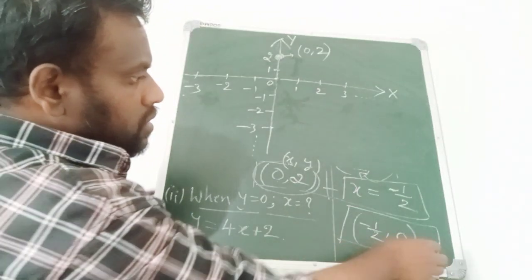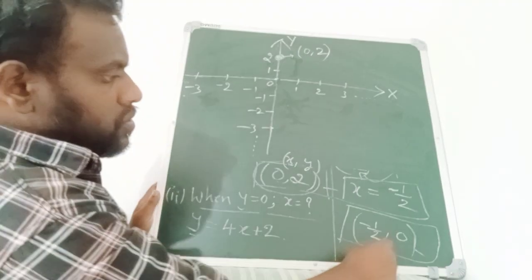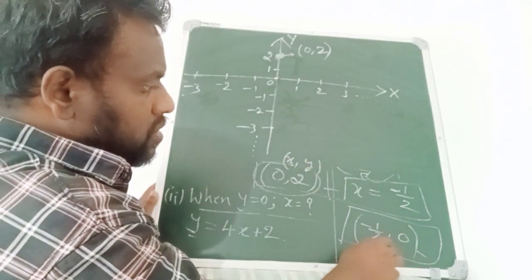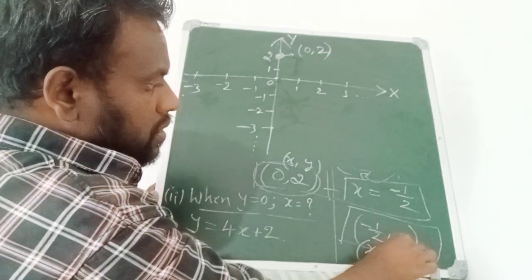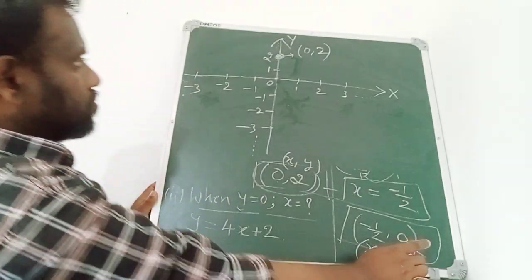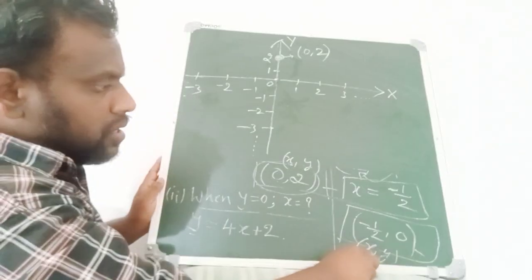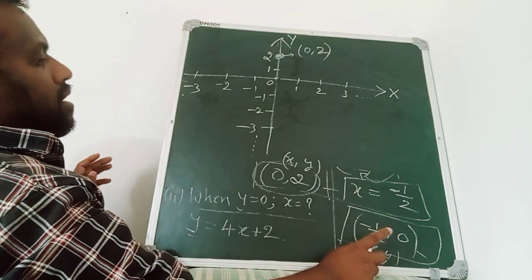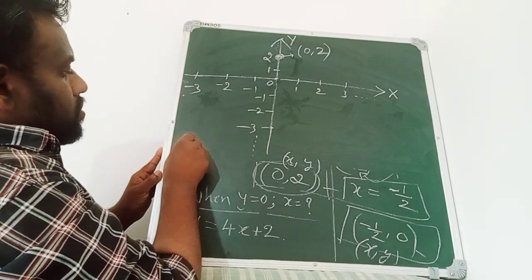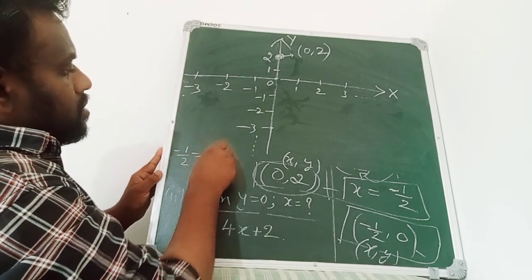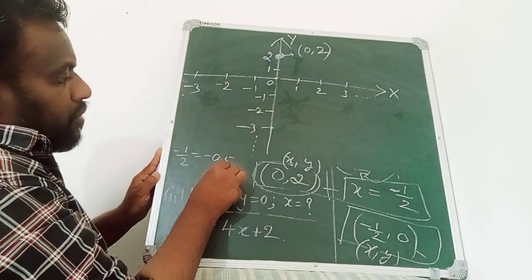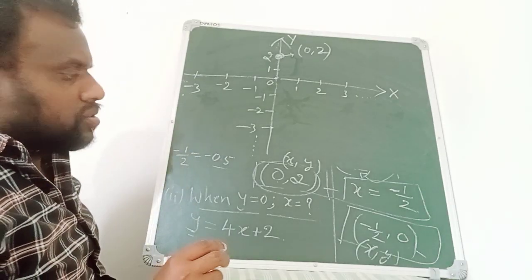Okay, now consider this point. So same as the previous point, it is in the form of x comma y. Even this also is the same thing. So x comma y, this is in the form of x comma y. X is equal to minus 1 by 2, y is equal to 0. Now first we have to mark this x value. X is equal to minus 1 by 2. See, minus 1 by 2 is equal to minus 0.5. See, 1 by 2 means 0.5. So where does minus 0.5 come?